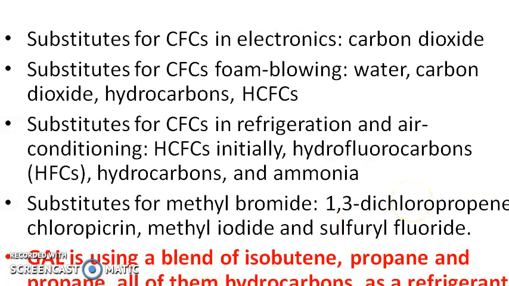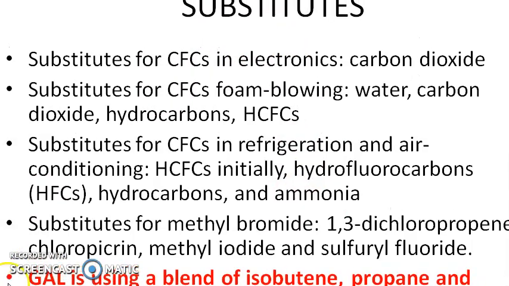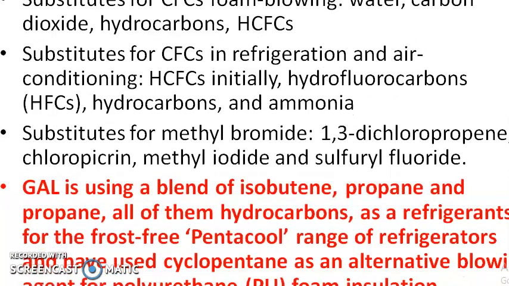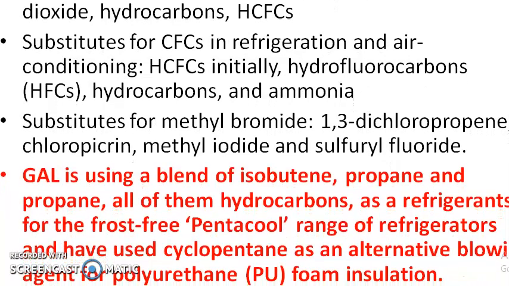Now what are the substitutes for these? Now we can substitute chlorofluorocarbons with carbon dioxide, with hydrocarbons. We can substitute chlorofluorocarbons in refrigerators and air conditioners. Alright, now there is a new substitution here. GAL is using a blend of isobutene, propane and propane as a refrigerant for the pentacool range of refrigerators. So that's an alternative to chlorofluorocarbons.